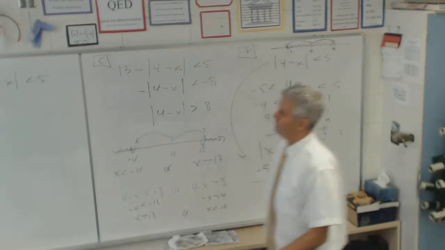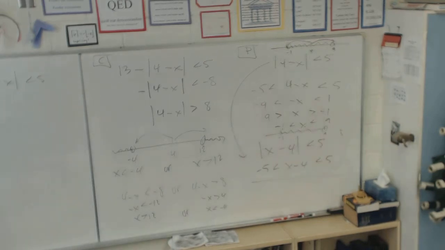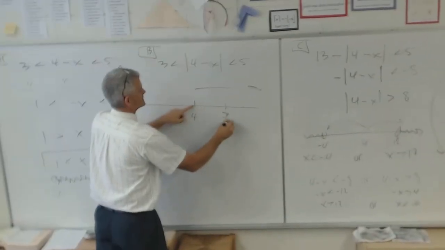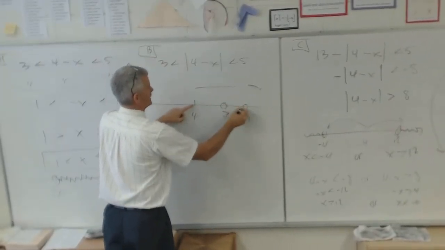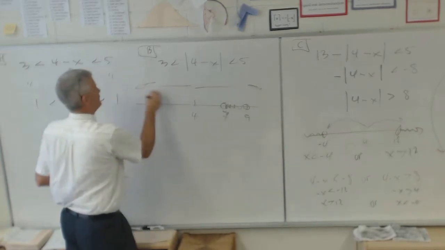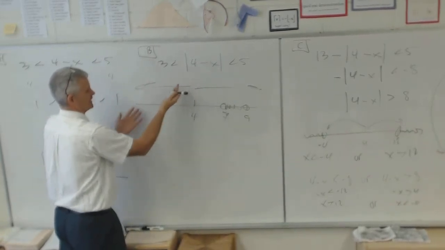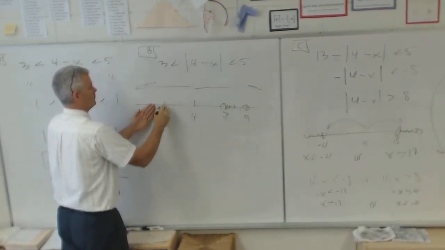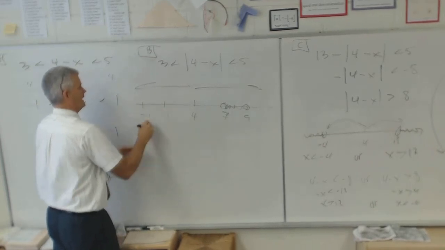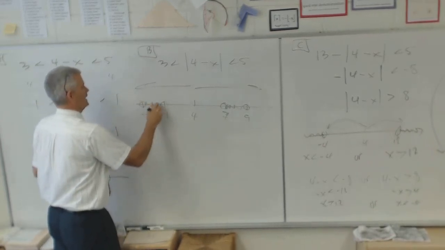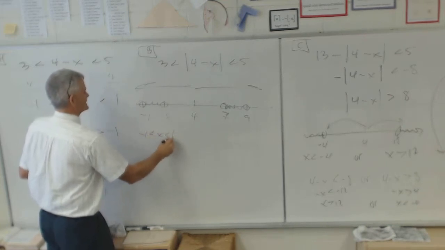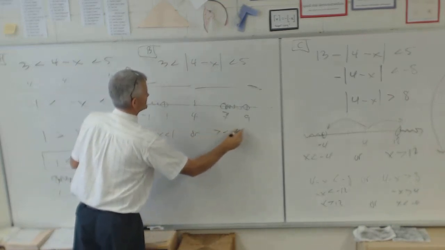Okay, now this part B, I want you to just do it this way. Here's the number 4. This says that the distance from 4 to x is between 3 and 5. So think about moving to the right. 3 to the right is 7, 5 to the right is 9. It could be there. If you go to the left, where can x be? Its distance from 4 has to be from 3 to 5 away. 1 is 3 away. -1 is 5 away. It could be there. -1 is less than x is less than 1, or 7 is less than x is less than 9.